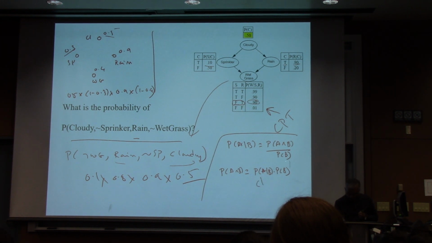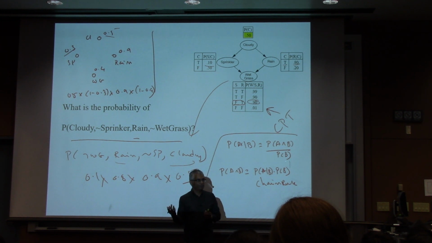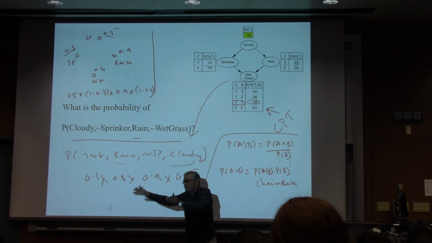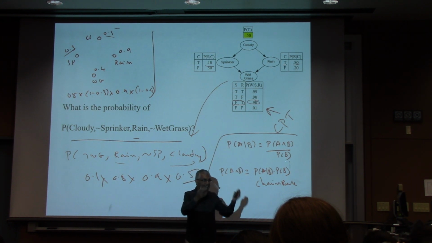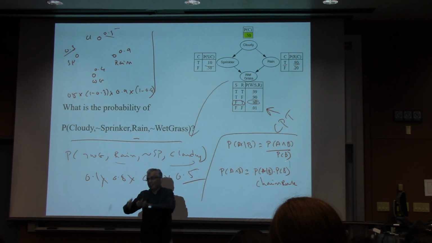This is what is called the chain rule. A joint distribution is written as a product of conditional distributions. We used this last class. We said probability of A, B, C, D is probability of A given B, C, D times probability of B, C, D. And then probability of B, C, D is probability of B given C, D times probability of C, D. And then probability of C, D is probability of C given D times probability of D. It's just repeated application of the chain rule.